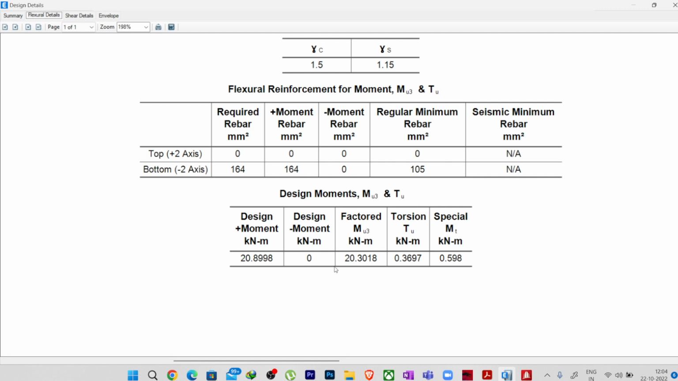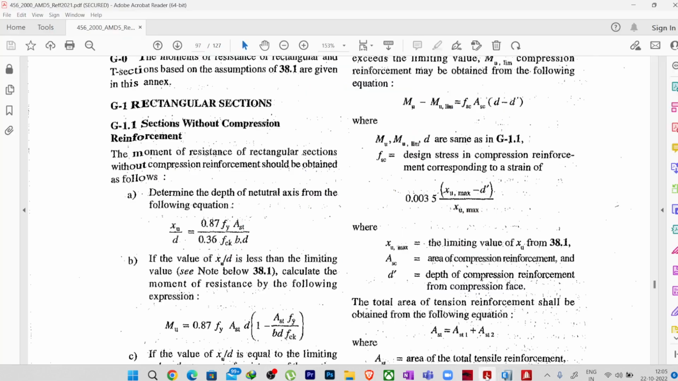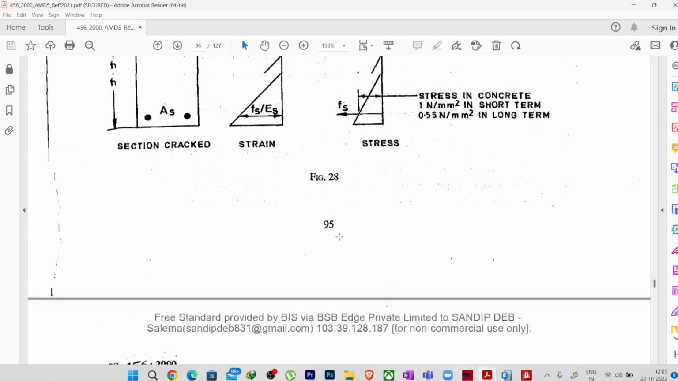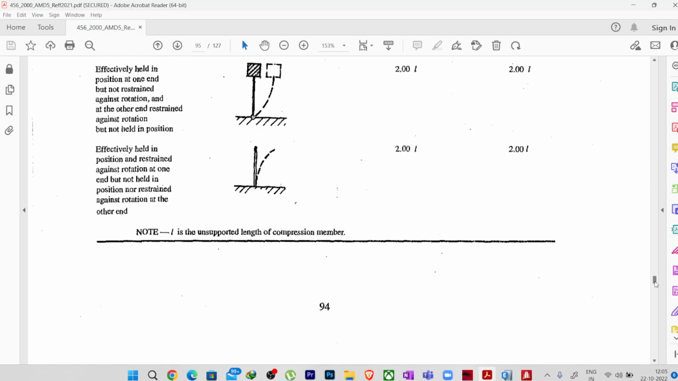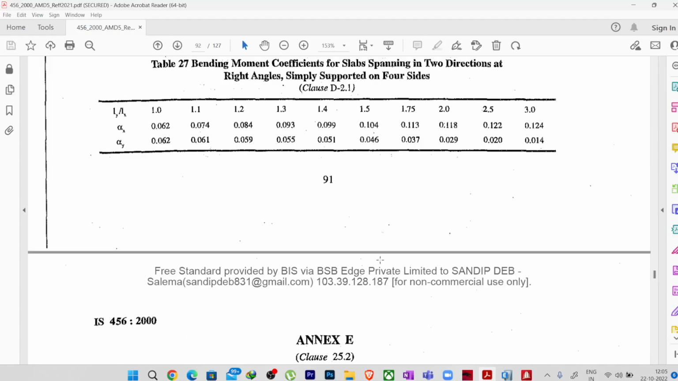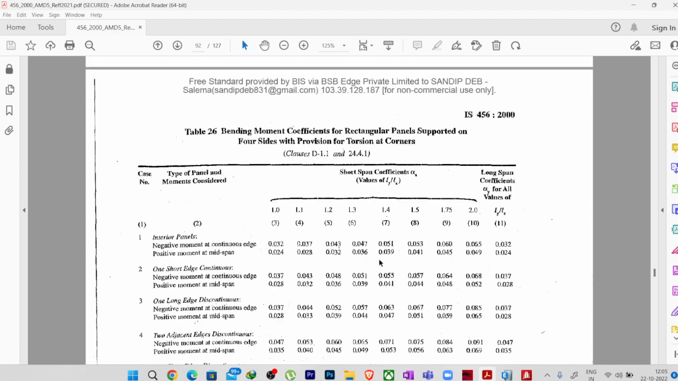The reason is, here ETABS has performed the design considering the torsion effect. If you see, there is some torsion value that we are getting. Ultimate torsion TU is 0.3697 kN/m. Now we have a provision for that also in our code. So if you go to page number 85, you will see that we need to consider some equivalent moment due to the torsion.